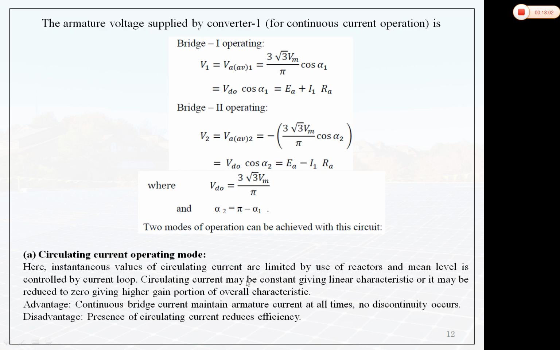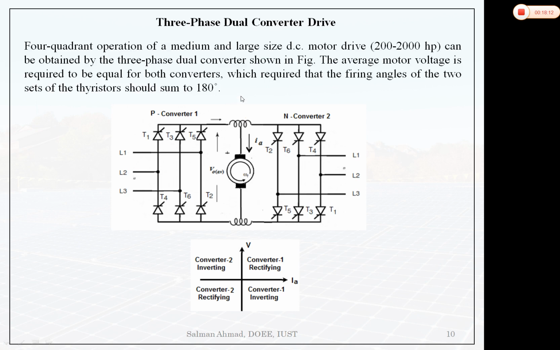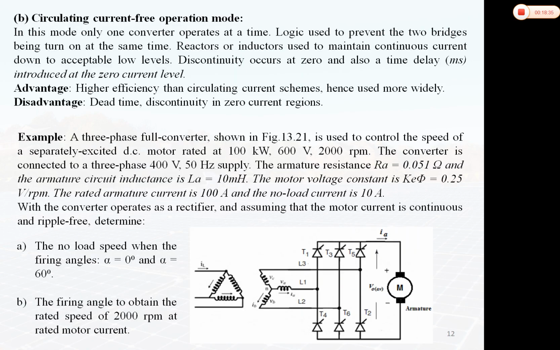Now again there are two modes of operation that can be achieved with the circuit. One is the circulating current operating mode, in which there will be circulating current between these two thyristor bridges. The other is the non-circulating current mode, where there will be no path for current to circulate between these two thyristor bridges, so only one thyristor bridge works at a time. In circulating current mode both can work at the same time. They have certain advantages that you can read here.